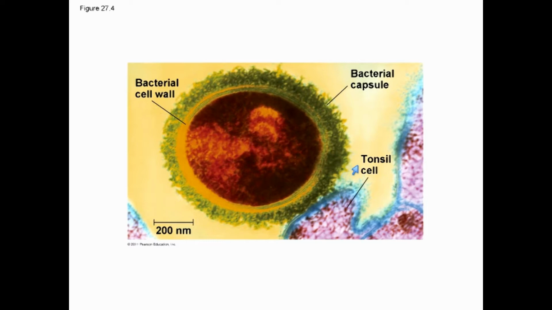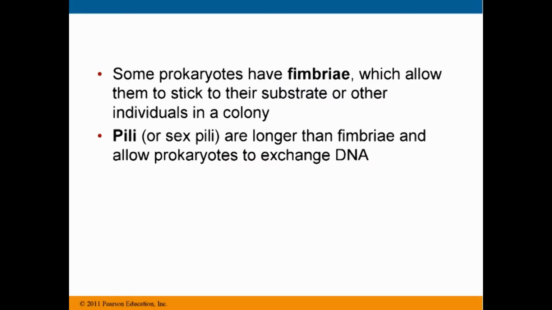So probably leading to the formation of tonsillitis. Some prokaryotes have structures that are called fimbriae. And let's highlight that, fimbriae. These are extensions that help them to stick to the substrate where the organism lives and feeds, and it can also help them stick to other individuals within the colony.